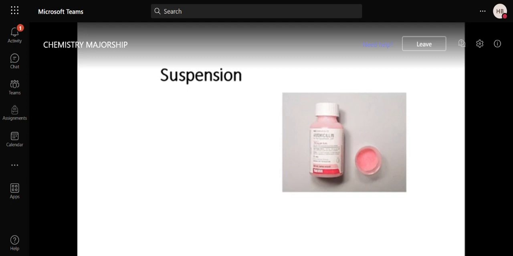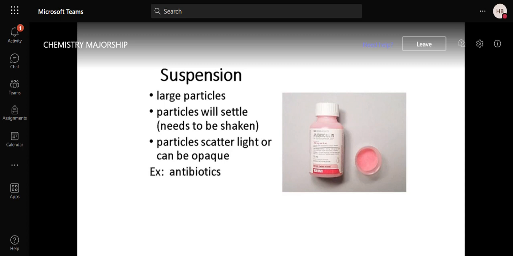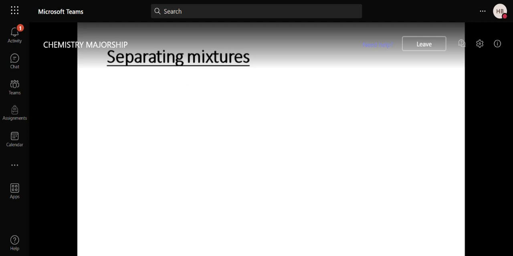Suspension, ito yung mga gamot natin na solid siya, tapos nilalagyan ka ng tubig, shake well. Every time na iinom ka, you have to shake well before drinking the meds. This usually we see sa mga bata. Ayan, they scatter light also or can be opaque. Kung opaque naman, light cannot pass through them. Okay, pag suspension, kasi nga yung particles, ang lalaki. So, hindi na nakakadaan ang light. Opaque yun. Example, antibiotics. Okay, so how do we separate mixtures?